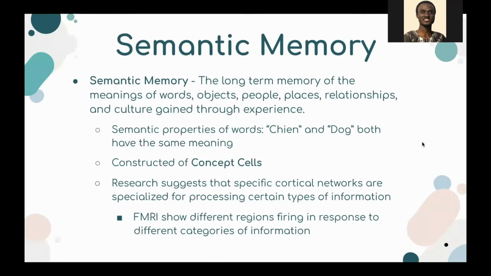Research suggests that specific cortical networks are specialized for processing certain types of information. This has been demonstrated by fMRI scans, which show different brain regions firing in response to different information categories.